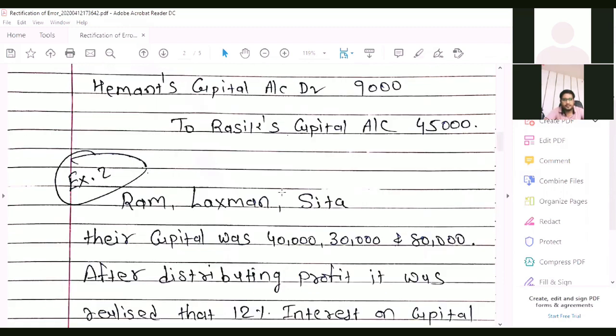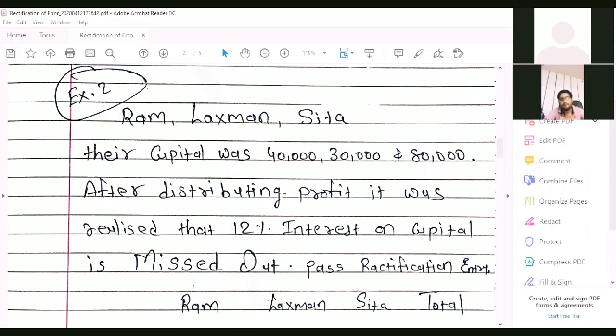Let's see another sum. Second sum. So three partners are there: Ram, Lakshman, and Sita. The capital was 40,000, 30,000, 80,000 respectively. After distributing profit, it was realized that 12% interest on capital is missed out. So this is which kind of error? It's an error of omission. Something is missed out. Interest on capital is missed out.